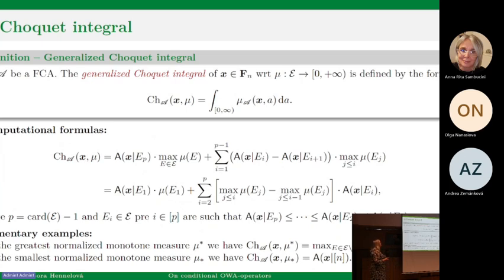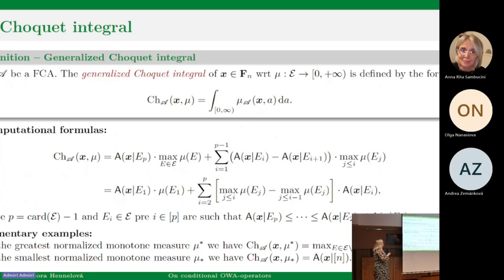The third and last component that we need for the definition of the conditional OWA operator is the generalized Choquet integral. The generalized Choquet integral of a vector x with respect to mu is defined by this formula, where on the right-hand side is an improper Riemann integral of a non-increasing function. When we consider the minimum aggregation as the conditional aggregation operator and the power set as the collection, the generalized Choquet integral is only the standard Choquet integral.